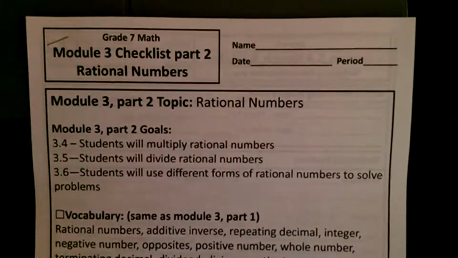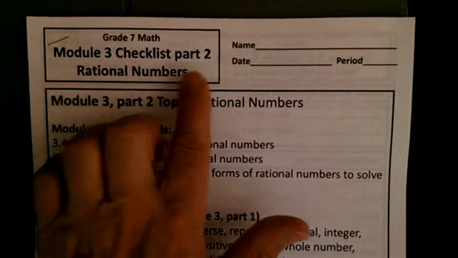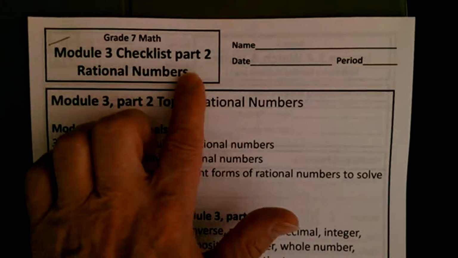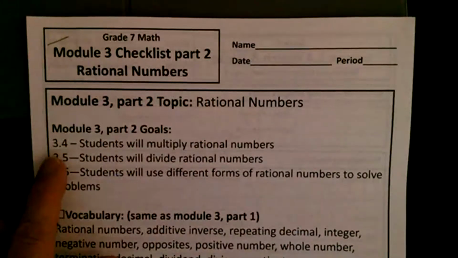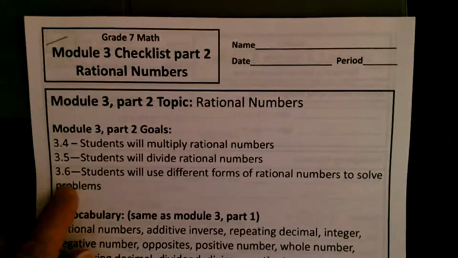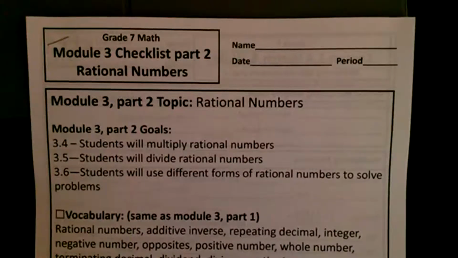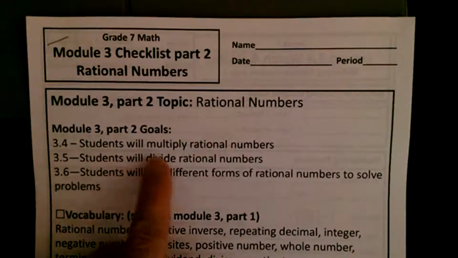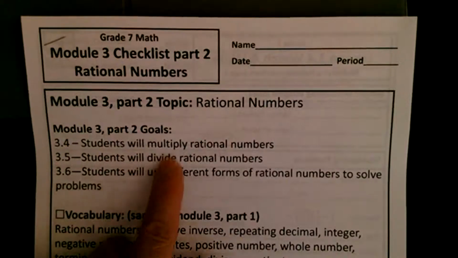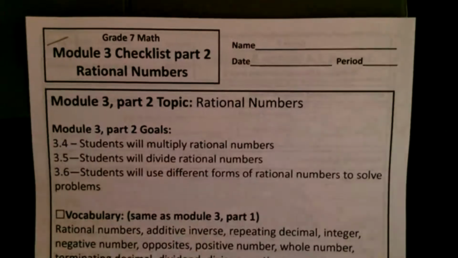Okay, we are now in Module 3, Part 2. In this packet, we have lessons 4, 5, and 6. In the first part of Module 3, we learned how to add and subtract positive and negative fractions and decimals. In this one, we're going to learn how to multiply and divide positive and negative fractions and decimals, okay?